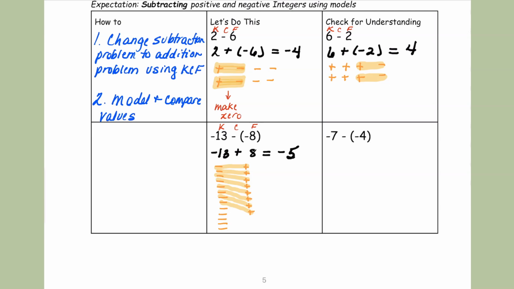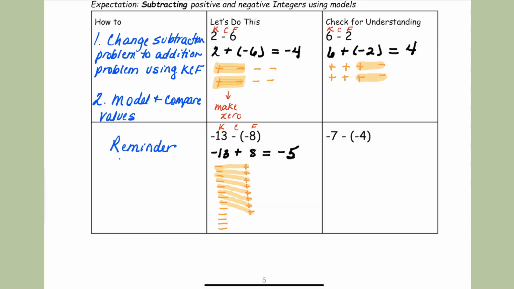All right, go ahead and hit pause to check for understanding so that you can try this next problem on your own. Don't worry, I'm sure you can do it. There's just a few things that you need to remember.